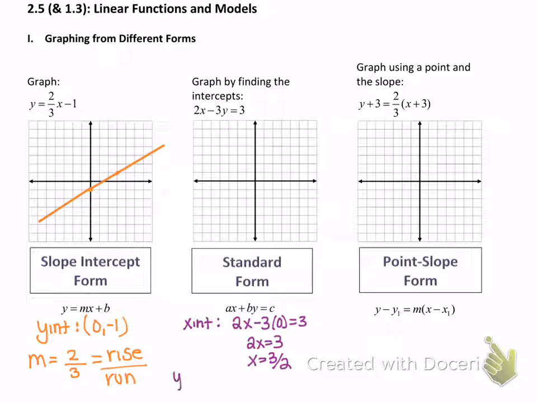And then my y-intercept, I'm going to plug 0 in for x and have 2 times 0 minus 3y equals 3. Negative 3y equals 3. So y equals -1. So I take these two values. So at x I have (1.5, 0). And for y I have (0, -1). So then I connect the two and I have my line.